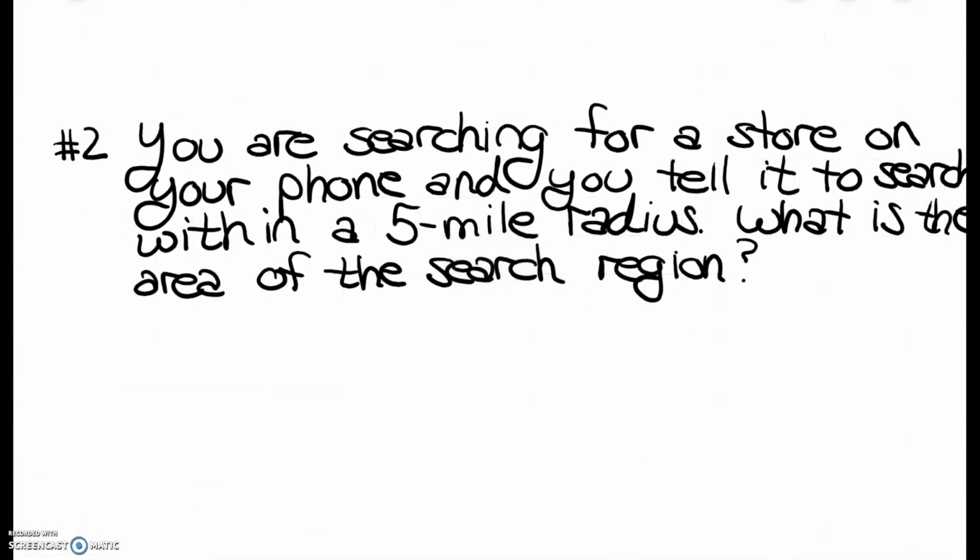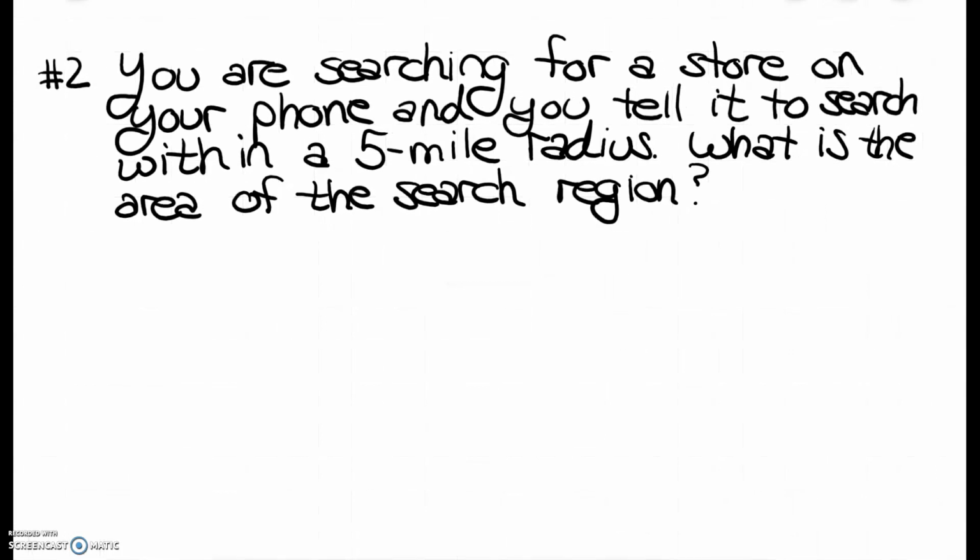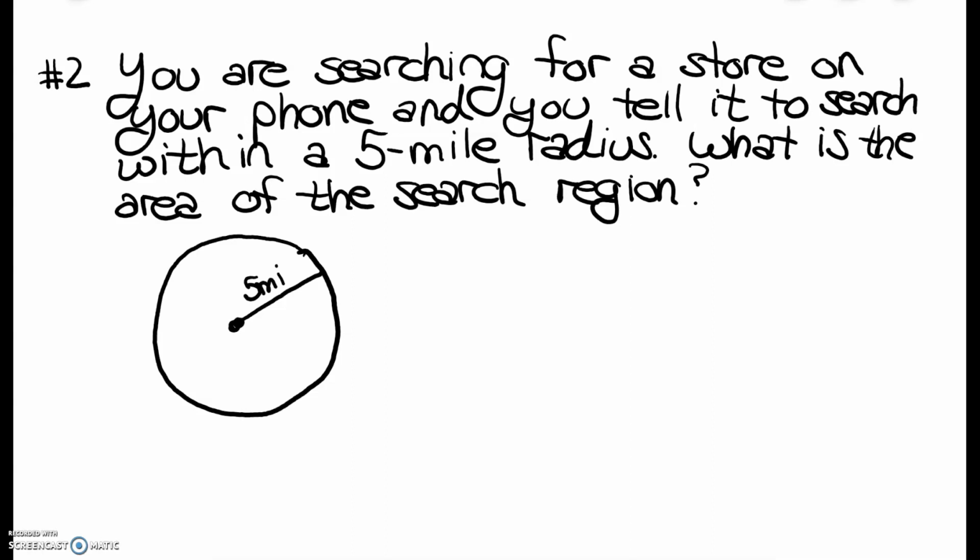Number 2. We've all done this on our phones before. We've looked up our favorite store or our favorite restaurant on a phone, and they always ask you for the radius of your search region. So you search for a store on your phone, and you tell it to search within a 5-mile radius. That means if you are sitting right here, you are searching this circular region where the radius is 5 miles.